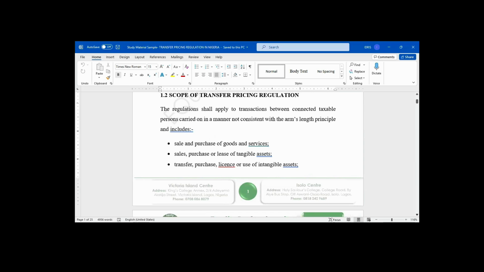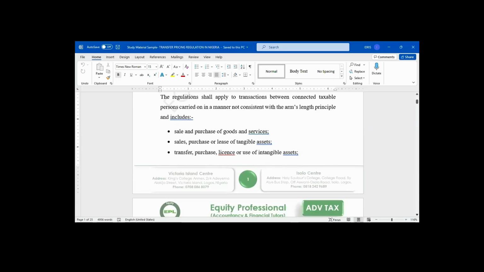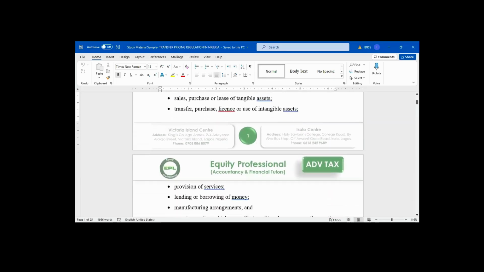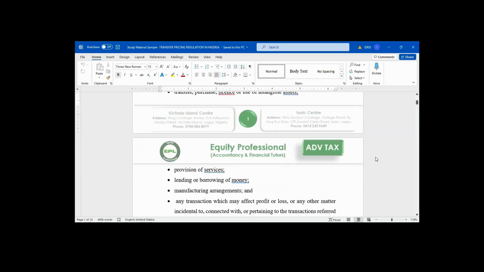Another one is sales or purchase of tangible assets. That one is also covered under transfer pricing, as is the lease of tangible assets. Another one is the transfer, purchase, license, or use of intangible assets. This one is also covered under transfer pricing regulation.